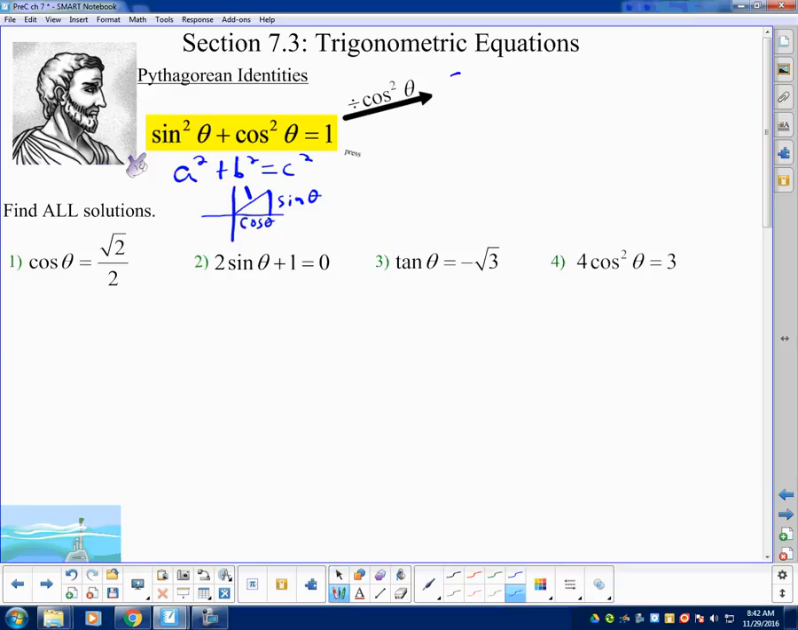So let's show what that looks like. Sine squared theta, if I divide that by cosine squared theta, and then I have to also divide each and every term by that same expression. And then I have 1 over cosine squared theta. And then it's like magic here. We're going to get another trig identity, Pythagorean identity, that involves other trig functions. So sine squared over cosine squared is actually tangent squared. So we have tangent squared theta. Cosine squared over cosine squared is 1, and 1 over cosine squared is secant squared theta.